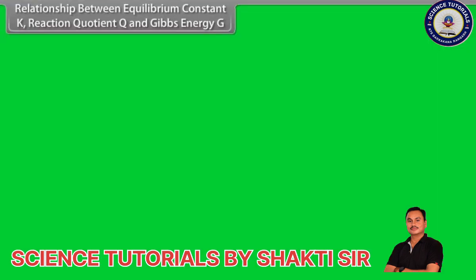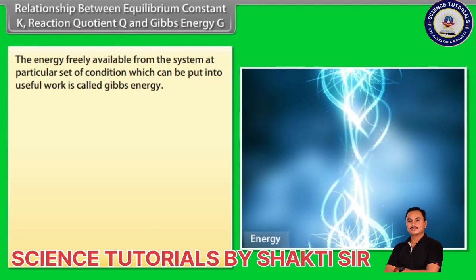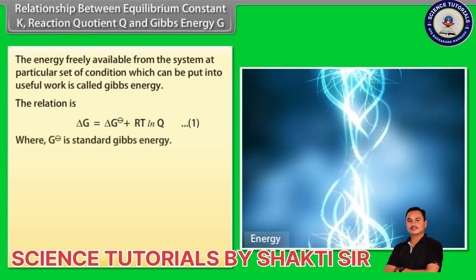Relationship between equilibrium constant K, reaction quotient Q and Gibbs energy G. The energy freely available from the system at a particular set of conditions, which can be put into useful work, is called Gibbs energy. The relation is, name it as equation 1, where delta G naught represents standard Gibbs energy.